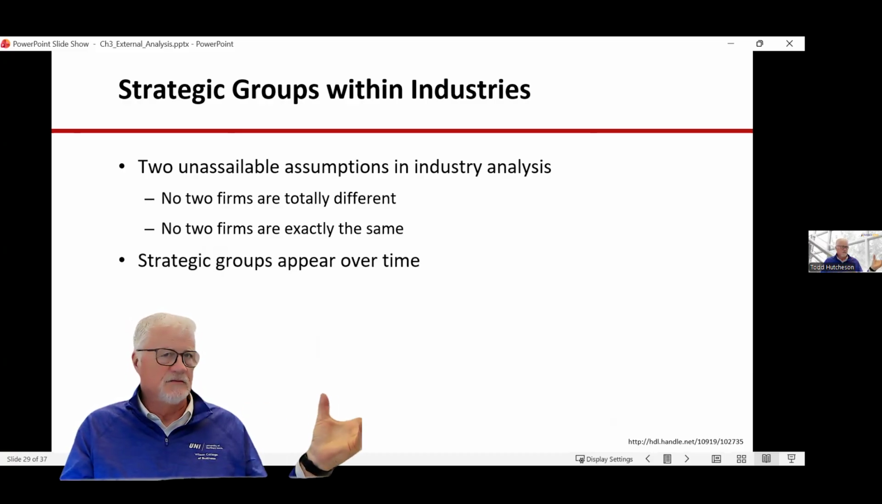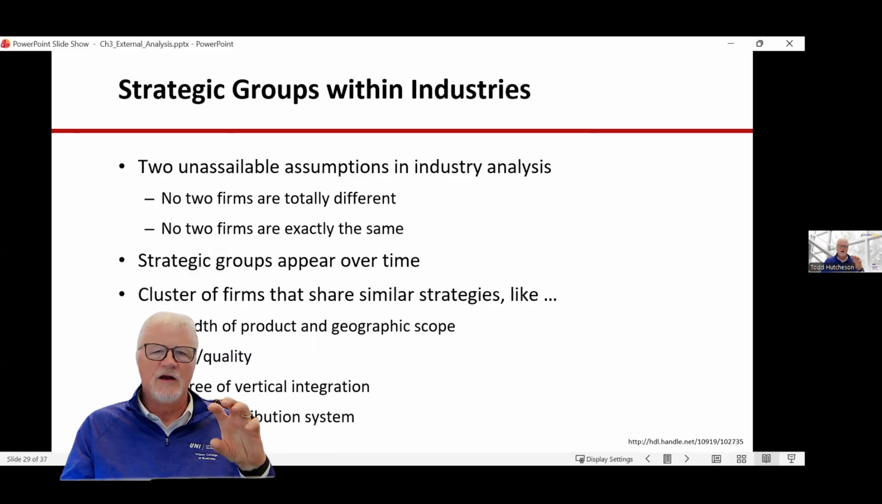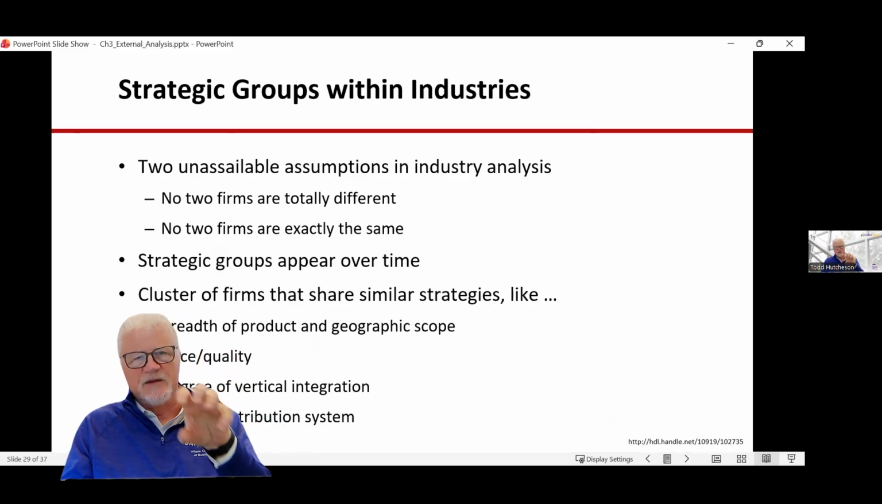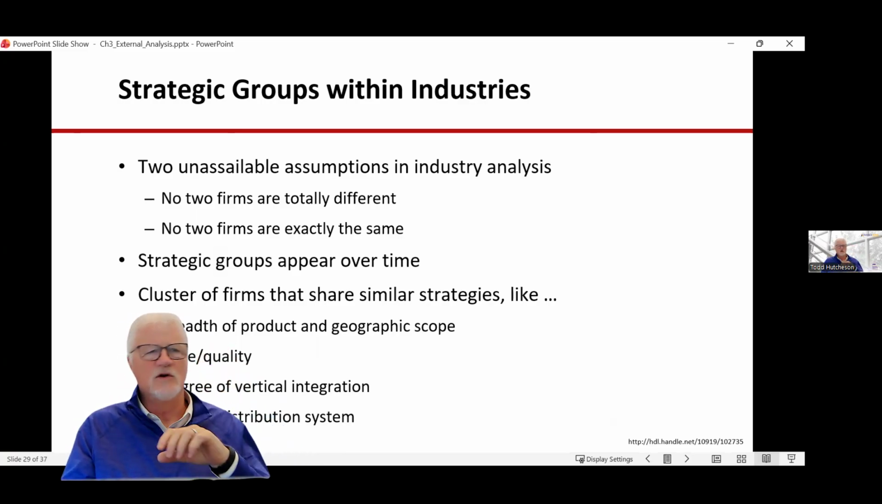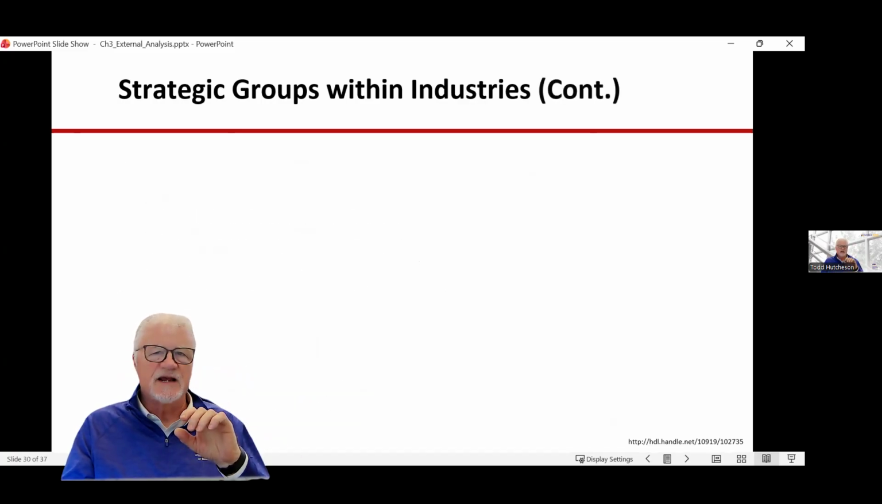These appear over time. We start off maybe with a single product manufacturer and eventually competitors enter the market, and strategic groups begin to appear. They are clusters that share similar strategies: breadth of product, price and quality, type of distribution system. There'll be different groups that begin to leverage different components of that market, and they'll share similar strategies. They'll still have to differentiate, we know that, but they will be similar.